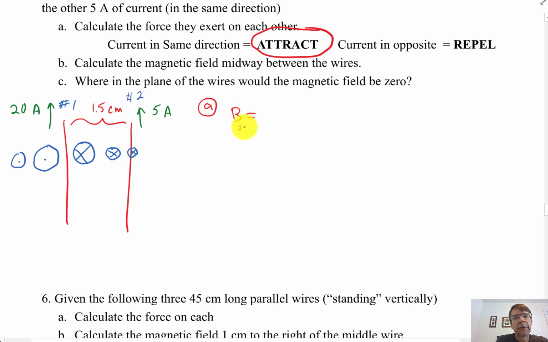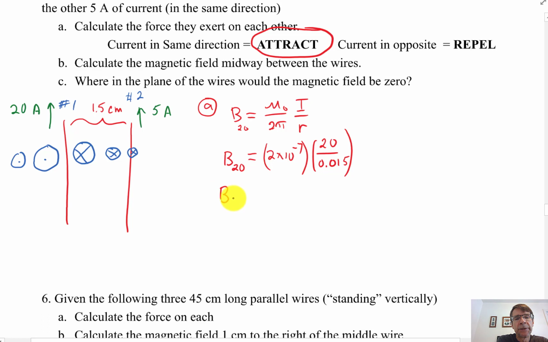I'm going to call that wire number 1. The magnetic field from wire number 1 is mu 0 over 2 pi, I over r. So what I'm interested in is the magnetic field created by wire number 1. That's 2 times 10 to the negative 7th, times the current in that wire, which is 20 amps, divided by how far I am from that wire, 0.015 meters. So the magnetic field that wire number 1 creates at that distance, and it's stronger if you're closer, weaker if you're further, comes out to be 2.7 times 10 to the negative 4th Teslas.